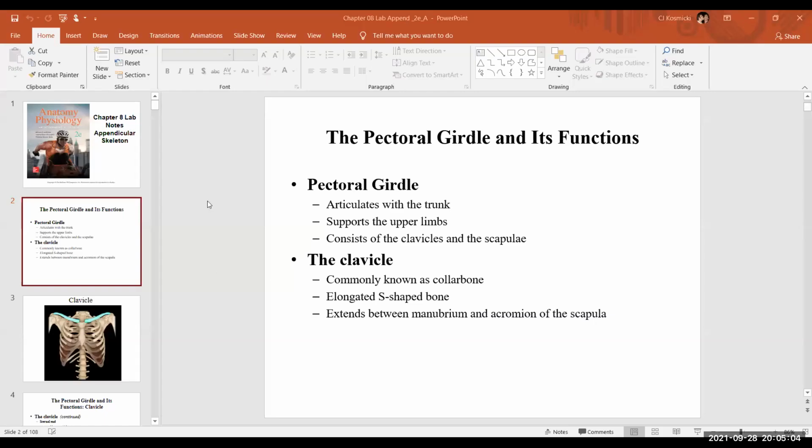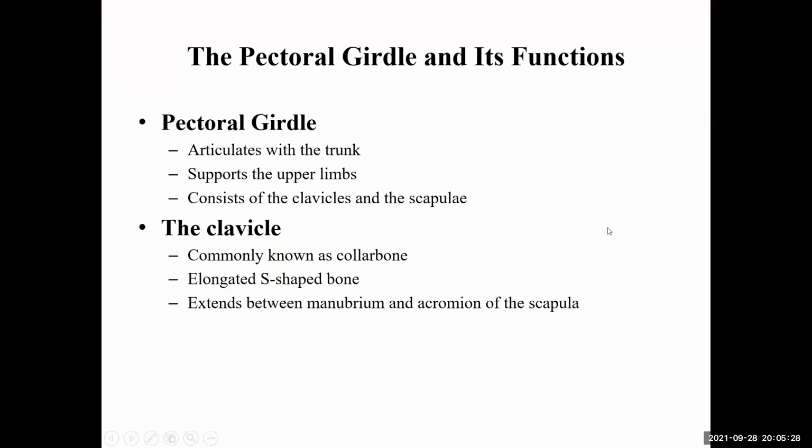That's what I want. Okay, so let's talk a little bit about the upper extremities, the appendicular skeleton. Keep in mind, we know what the axial skeleton is. That's the main axis of your skeleton. The appendicular skeleton is the part of the skeleton that includes your upper and lower extremities and the bones to which they attach. So today we're going to talk about the pectoral girdle.